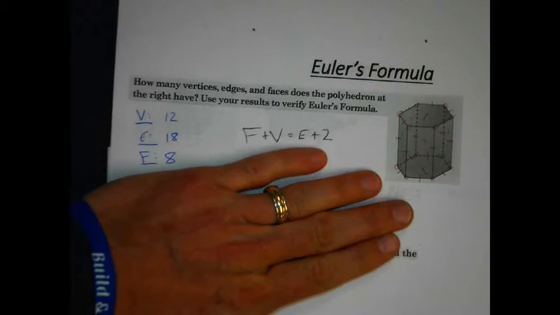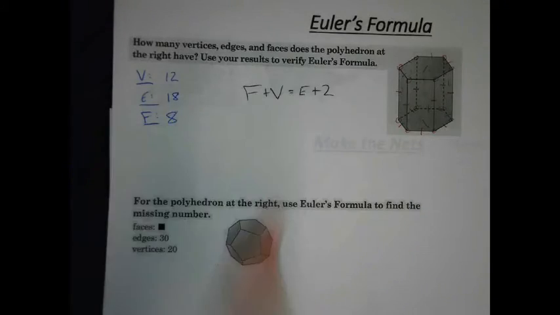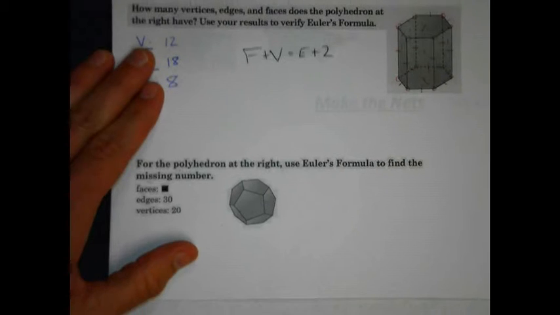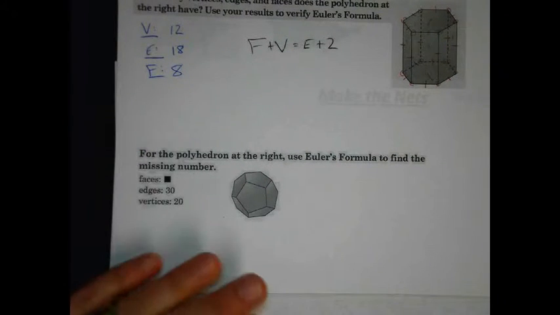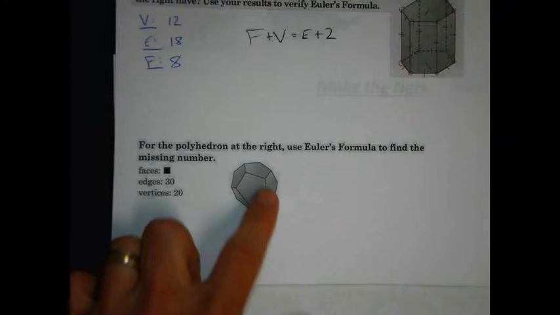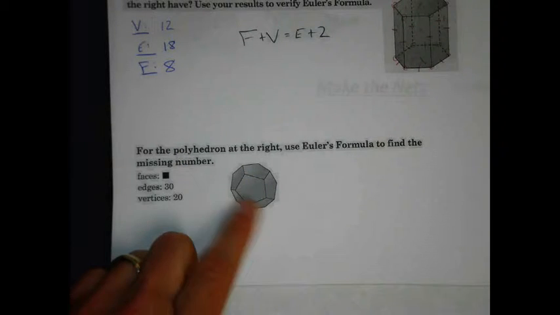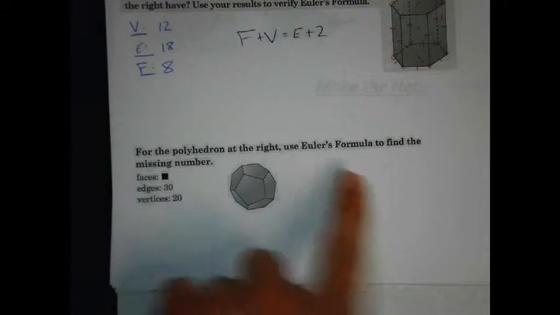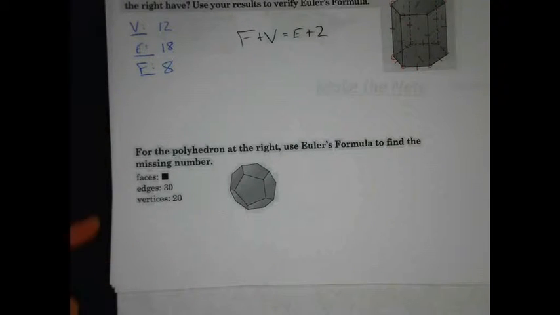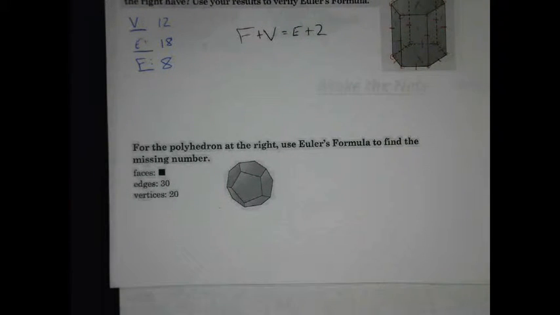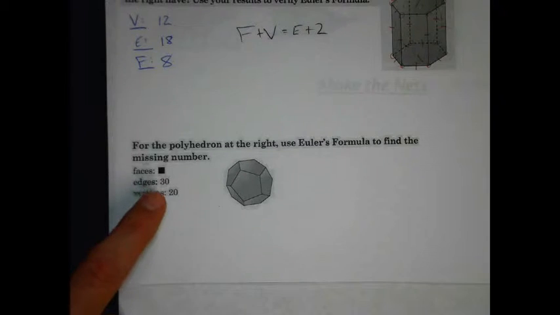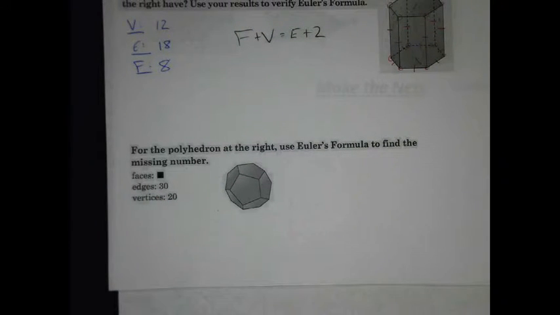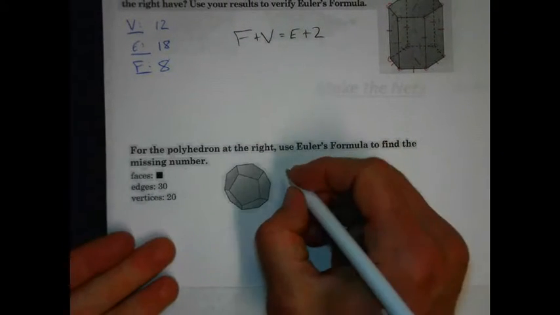Now what we can do is apply that formula for some algebraic concepts as well. So now we can do algebra. Take a look at this particular example. Here we have a polyhedron, like this crazy looking soccer ball-y kind of thing. And we're going to use Euler's formula to find the missing number. So what's missing? The number of faces. We have the number of edges and the number of vertices. We can find the number of faces. So how do we do that?